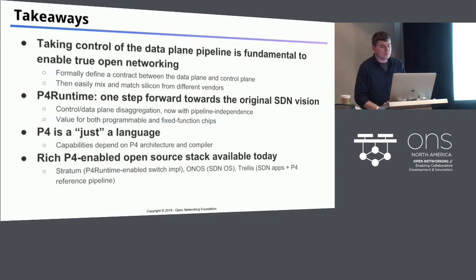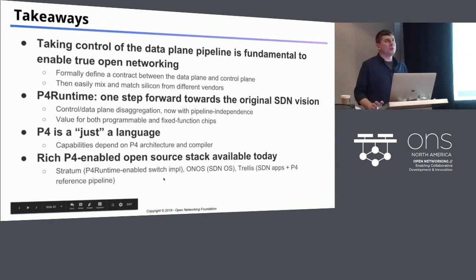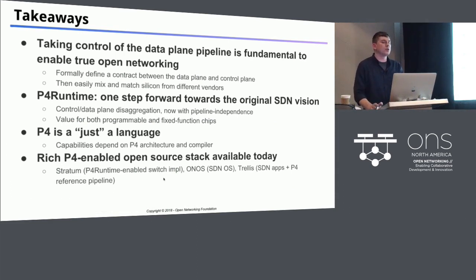So we are about at the end. A few takeaways. I hope I was able to pass you a message whereby by taking control of the data plane pipeline, we can fundamentally enable true open networking. And that's because when we formally define the contract between the data plane and the control plane, then we can easily mix and match silicon from different vendors without changing our control plane stack.